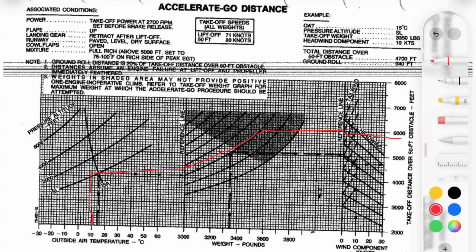Remember, we're still going to want to add that 10% buffer for pilot reaction time and pilot error, but we need to remember what this note right here says, note 3. Weights in shade area may not provide positive one-engine inoperative climb. So as we discussed, while yes, at 5,800 feet we should be able to climb over a 50-foot obstacle, we're not guaranteed that single engine.